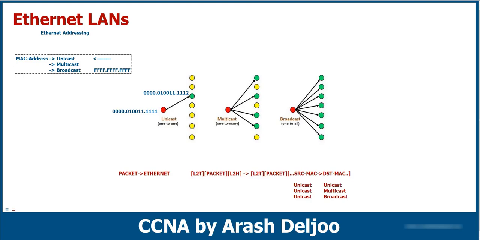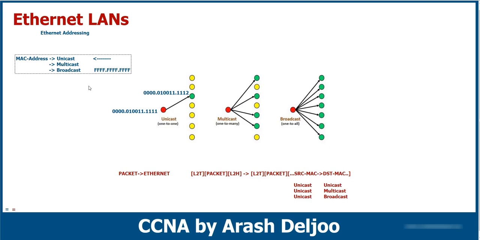But let me talk about the multicast MAC address. As I mentioned before, we have another type of MAC address. We call it the multicast MAC address. The multicast MAC address has some specifications that are beyond the scope of the CCNA. In CCNA, we don't talk about the multicast MAC address. If you want to learn about it, you need to learn this concept in a higher course, for example, CCNP or CCIE.